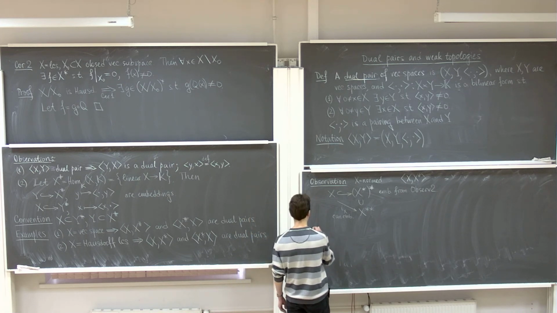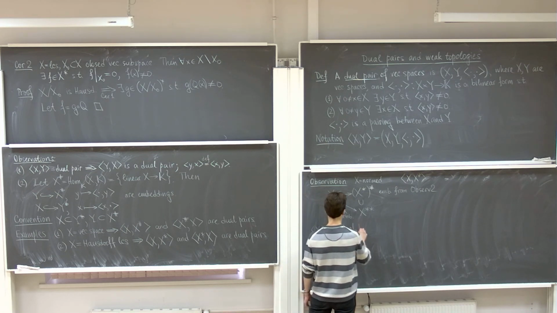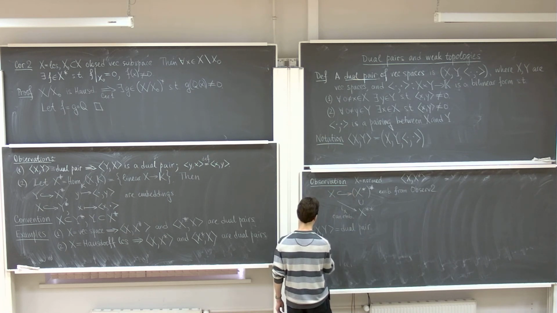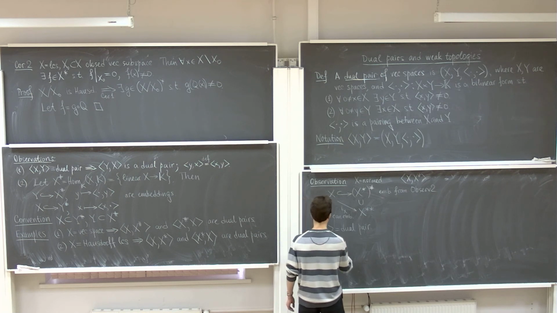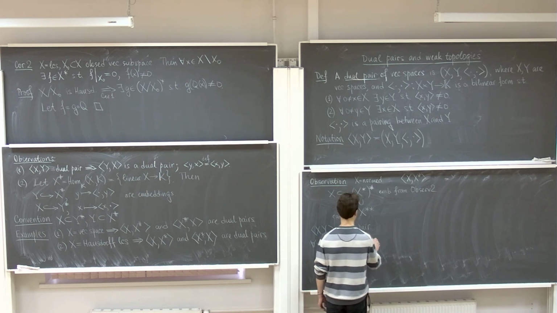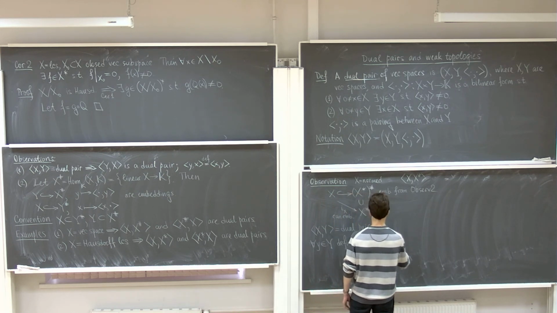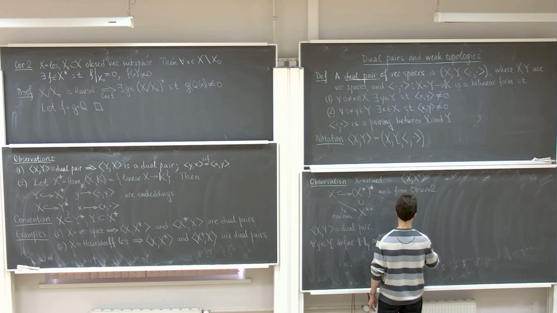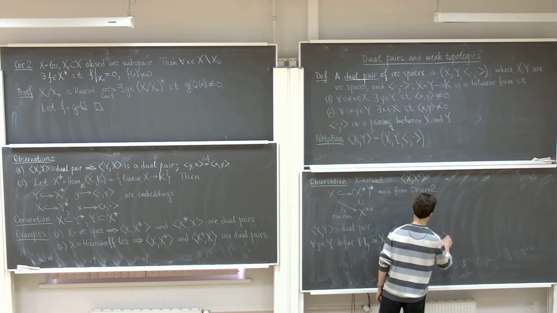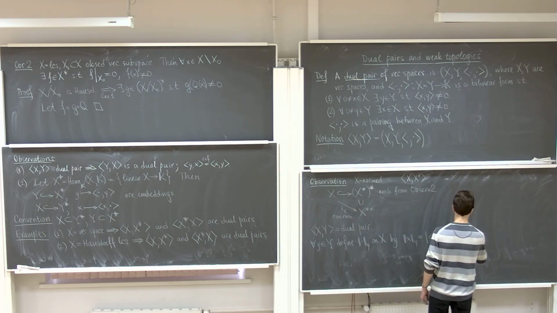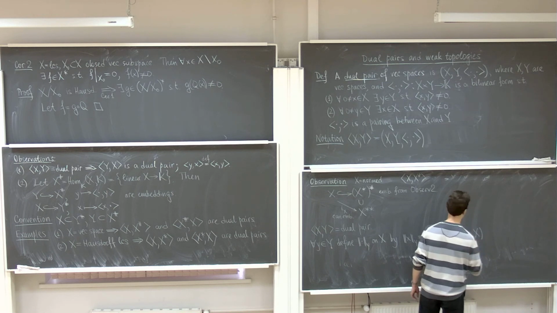So, suppose that we have a dual pair, X and Y. And now, for each vector Y in Y, we define a seminorm indexed by Y on X by the following formula. So this seminorm on X is given by the following equality. Clearly, this is a seminorm on X.